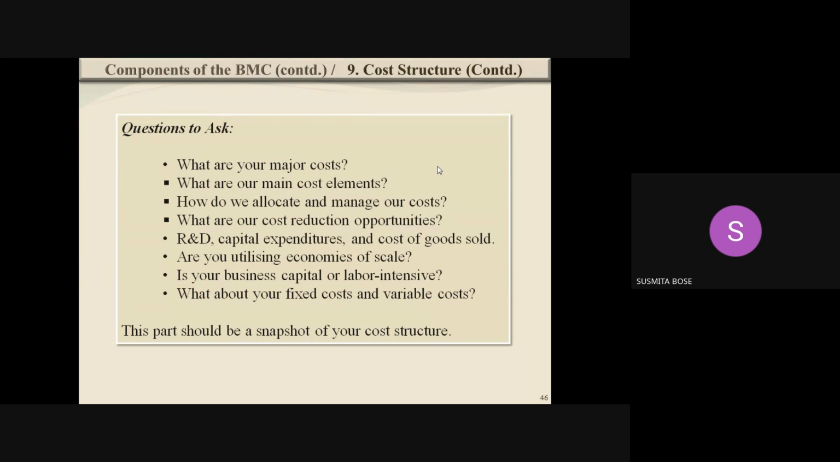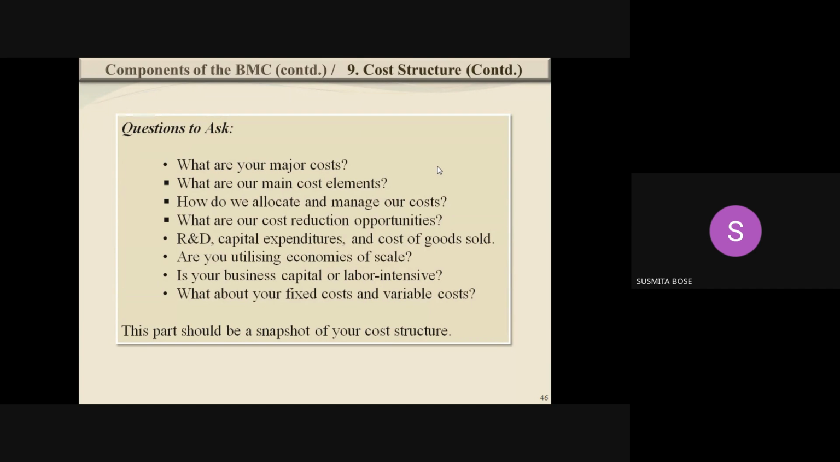Economies of scale means sometimes companies increase the production and thus they decrease the per unit cost of the product. If you are manufacturing something in small units, then there is a particular per unit cost for the production. But if you are producing the same thing in bulk, then automatically the per unit cost of production gets reduced. So are you utilizing that economies of scale?